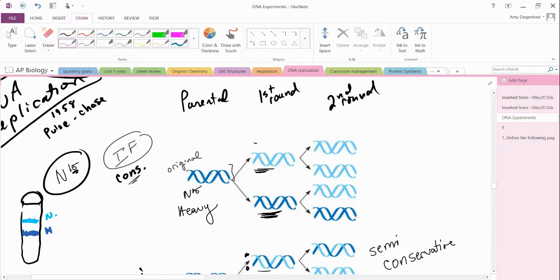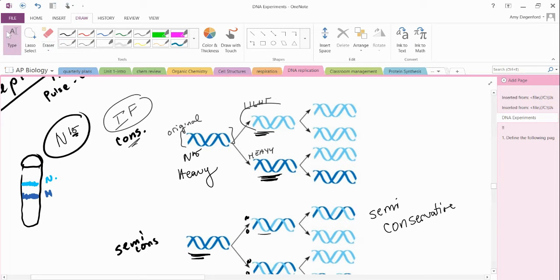We'd see the original strand with two heavy nitrogen strands. Once they replicate, we would see a light form and then a heavy form. And of course, these would be the originals. And if that happens, in the first round, we'd see one group of light and one group of heavy.